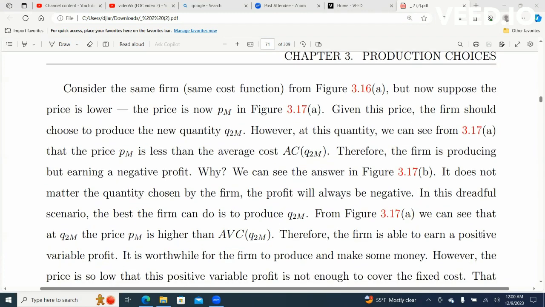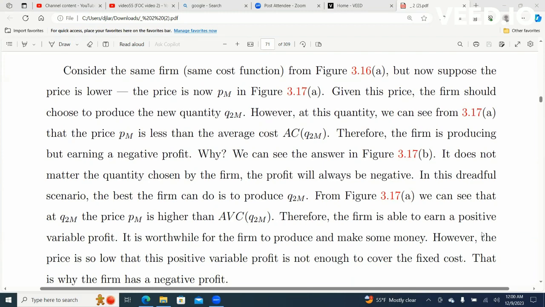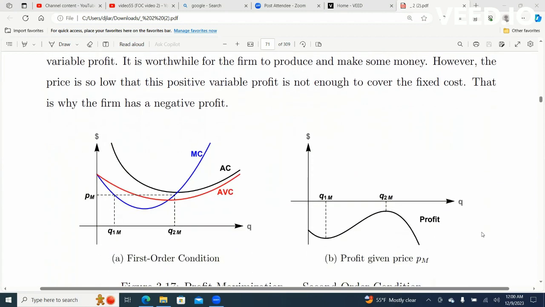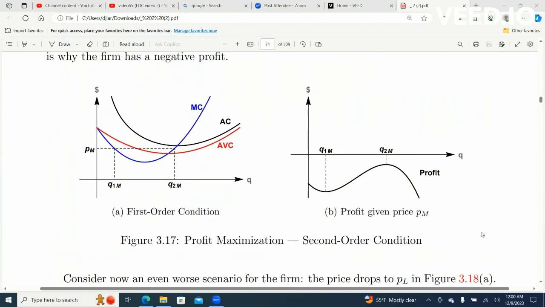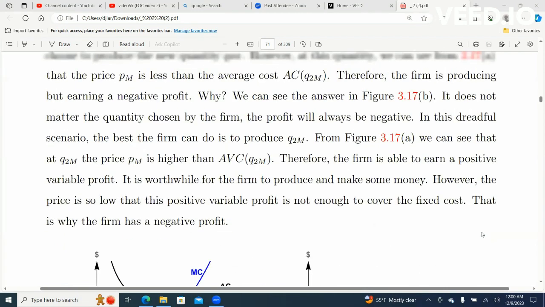Consider the same firm, same cost function from figure 3.16a, that's what we just had. But now suppose the price is lower. The price is now PM, so we have the new figure 3.17. Now we're between the AVC and the AC. We want to be above that AVC, I think we're going to find.